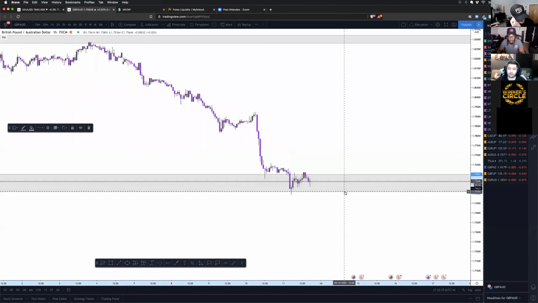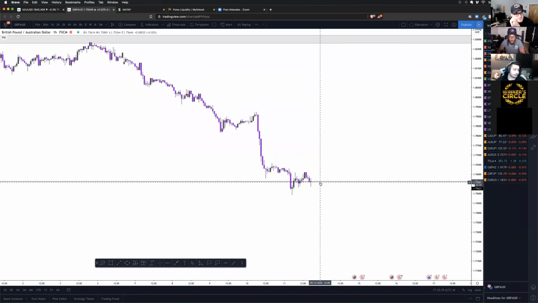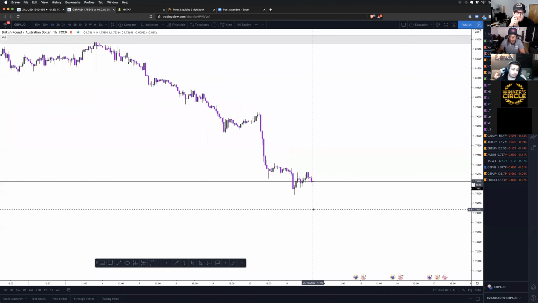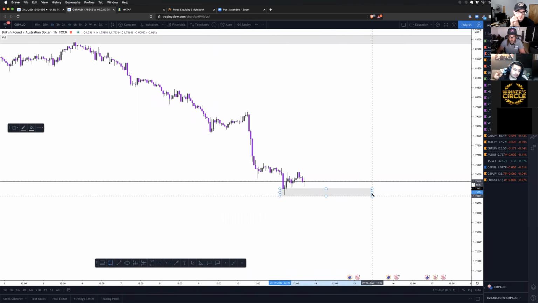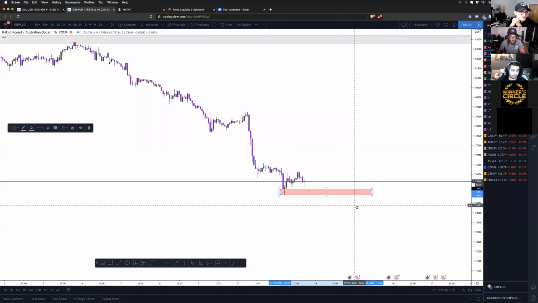All right. So for me, what I would do at this point is delete that zone. Leave my weekly level there. But this is the region I'm going to look to go long from. It's my sniper zone.